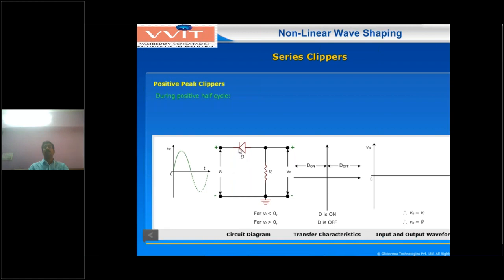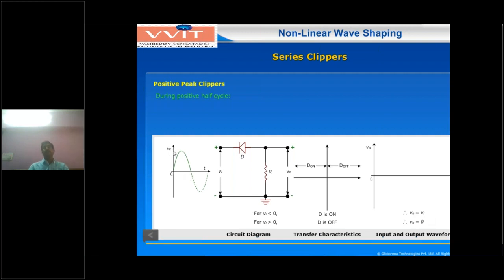in the on condition. On condition means the diode acts as simply a short circuit. Once it is a short circuit, whatever input waveform, the negative peak waveform, is transferred to the output. Now the output voltage across the resistor, V0, equals VI, in the case of the negative peak you are applying.